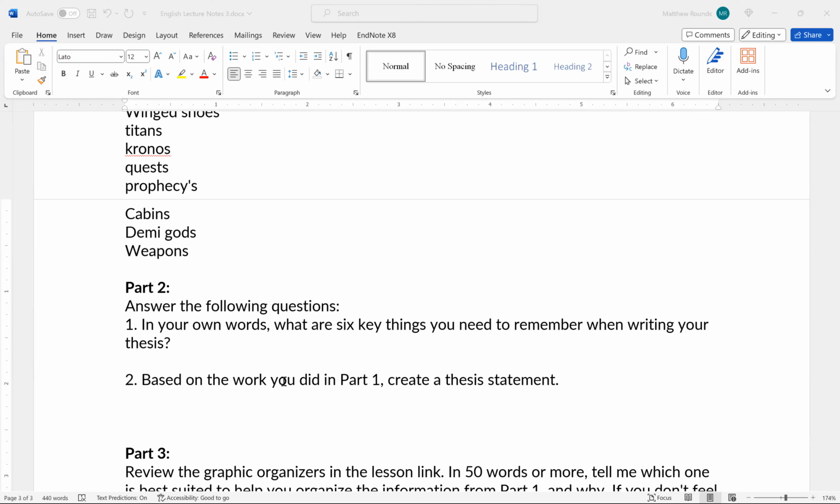Okay, for the sixth part of our thesis, I'm looking right now also in the lesson that mentioned the thesis. It says that the thesis is the summary of the main idea in one sentence. It is, but that's not six things. There's no way they would ask you this question if they didn't say these are the six things you need to remember when you write your thesis.